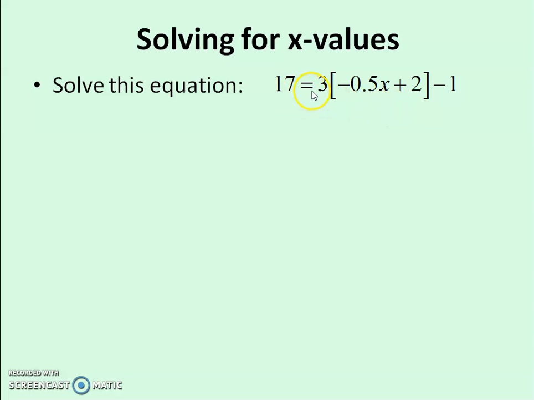of this as where is the function y equals 3 times the greatest integer of negative 0.5 x plus 2, minus 1, equal to 17. Solving for the x value has a couple of ways to do it, but the way that we did it in class is like this.